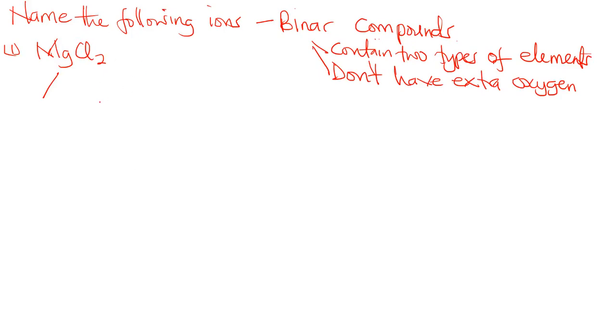So when naming binary compounds, you just name the metal as it is, magnesium, and this is chlorine. You remove the last part of chlorine and add -ide. So this one will become magnesium chloride.